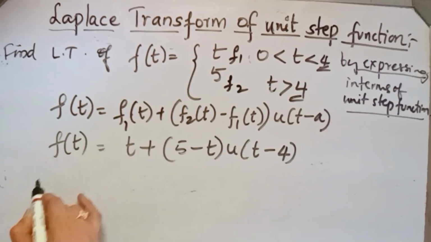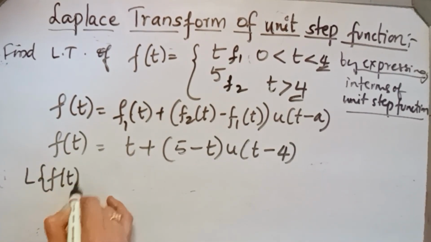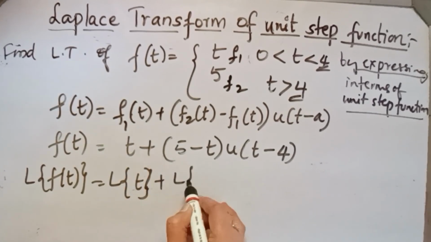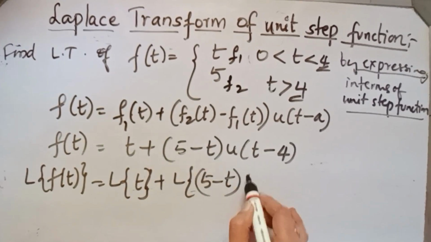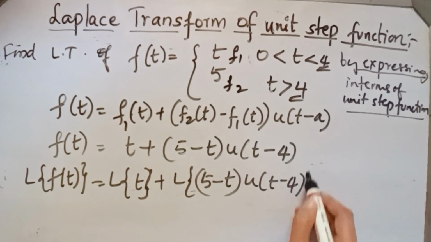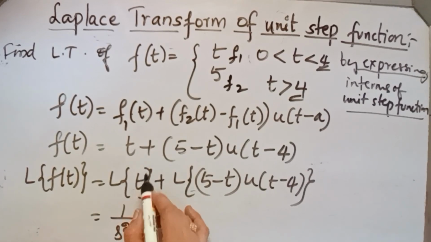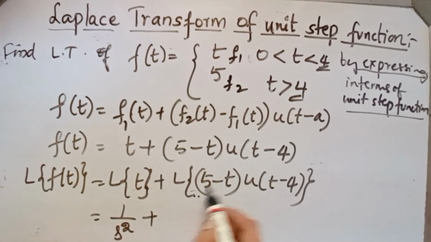find the Laplace transform. Laplace transform of f of t equals Laplace transform of t plus Laplace transform of 5 minus t into u of t minus 4. Here the Laplace transform of t, direct form, is 1 by s square, t to the power 1, plus here you need the previous formula.